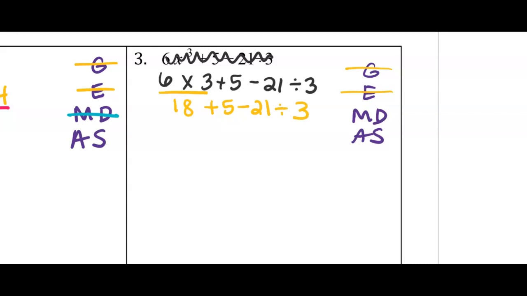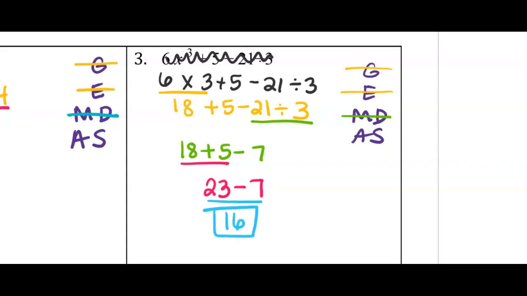Look again. Do I have any multiplying and dividing? I do. So now I'm going to do 21 divided by 3. So 18 plus 5 minus 7 is 21 divided by 3 is 7. Looking again, do I have any more multiplying and dividing? I do not. So I'm going to cross it off. And then I'm going to say, do I have any adding and subtracting? I do. So I'm going to do 18 plus 5, which is 23, minus 7. Then again, I have another adding and subtracting, so 23 minus 7 is 16. Make sure that you do everything from left to right, from here down.